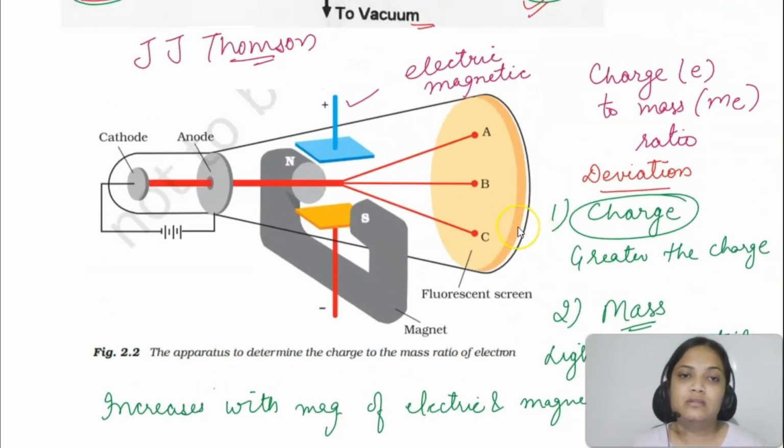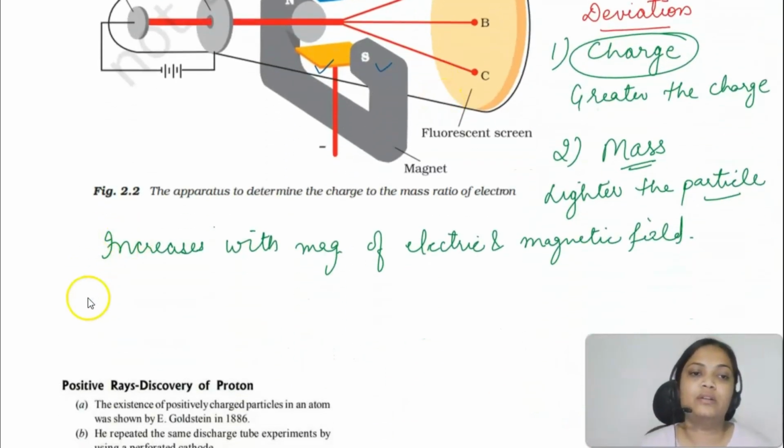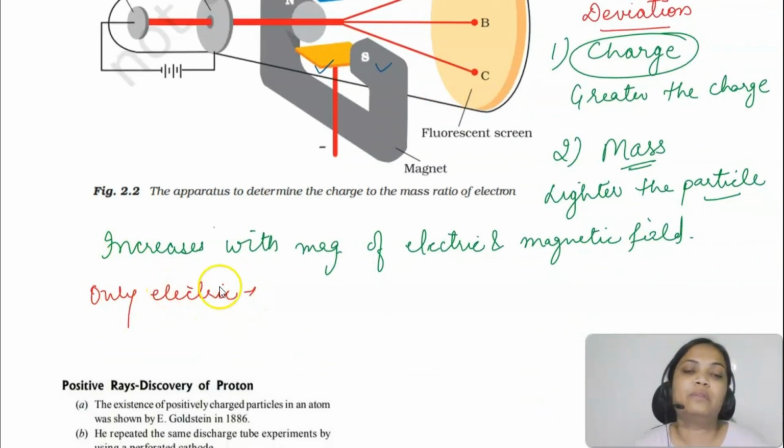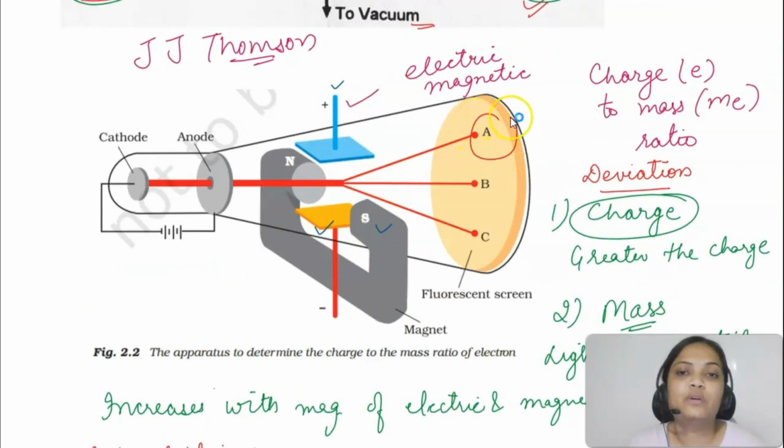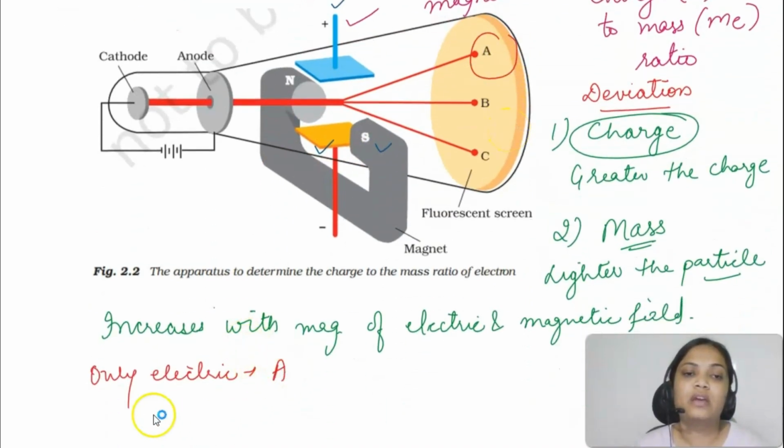Now can you see here, students, that this setup is actually showing you the magnets, and you can see the electric field, this is the positive plate, this is the negative plate. So what happened is when only electric field is applied, just note here, the rays will deviate towards point A. And when only magnetic field is applied, they will deviate towards point C.